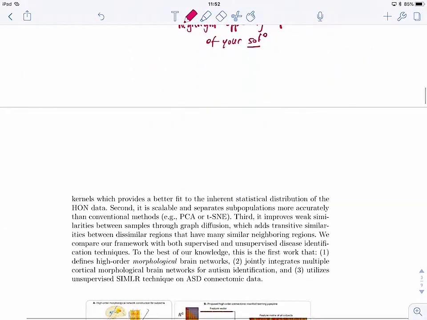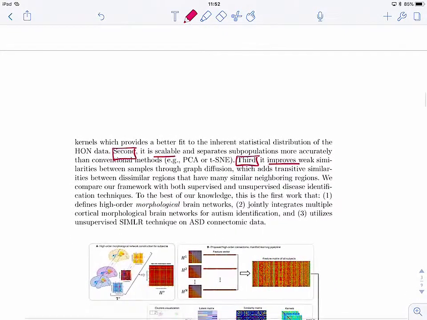Second, it is scalable. Third, it improves something, right? So you can see that we're highlighting those things, and at the very end we said, to the best of our knowledge, this is the first work, and we're outlining the contributions of our work. So it defines high-order morphological brain networks, integrates multiple cortical morphological brain networks for autism identification, and utilizes unsupervised learning technique on ASD connectomic data.